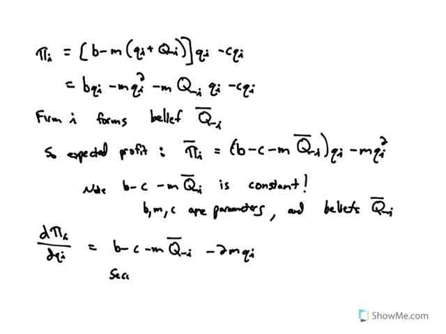The second derivative equals minus 2. So this profit function is concave in the choice variable, QI. The first derivative is the slope of the profit function. Set the slope of the profit function equal to 0. That value of QI is optimal. Whatever value of QI makes the slope equal to 0 is going to be the optimal choice of QI.